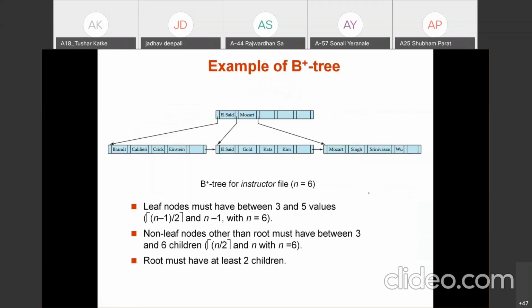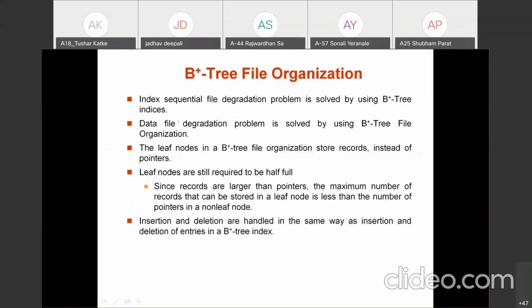If the size of the tree is less, if n is big, then the number of levels is less. So in that case, minimum time is required to locate a particular record. Now, why is the B plus tree useful? In a simple sequential file organization, as the file grows, many times we need to reorganize the file because the new records are inserted in the overflow node, and that is not required here.